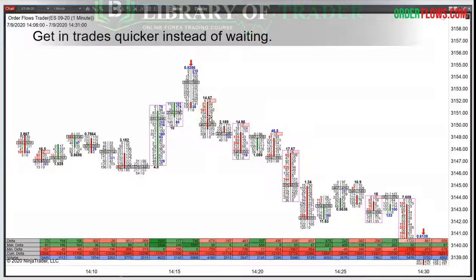So you're getting in on the trade 4 points earlier than everybody else. You're going to have more profit potential. You're going to have more wiggle room. And your bottom line at the end of the month is going to be much better.